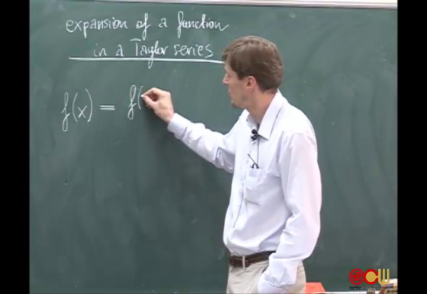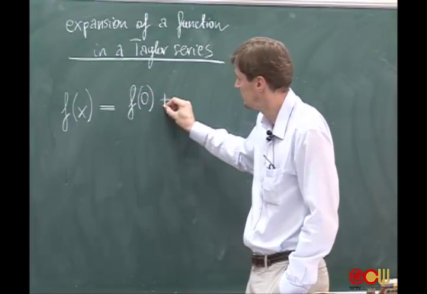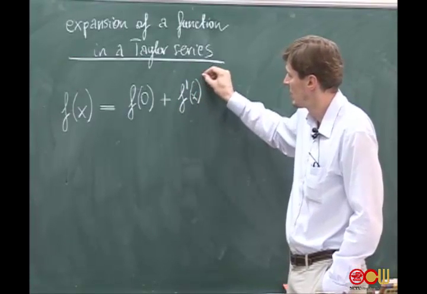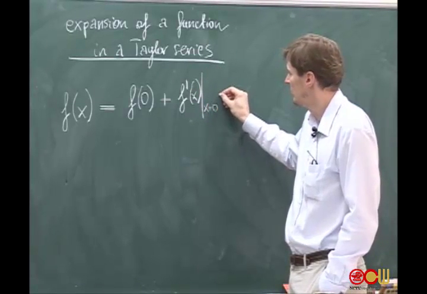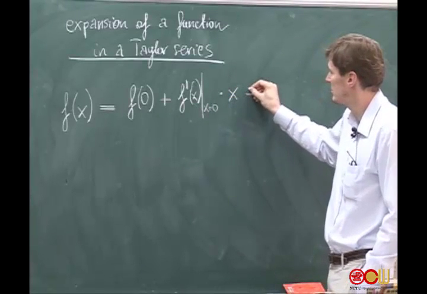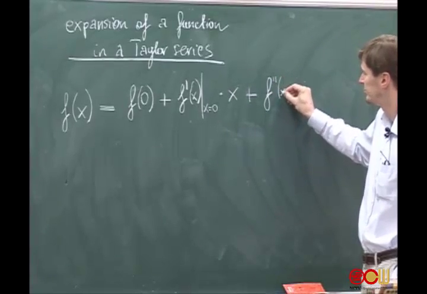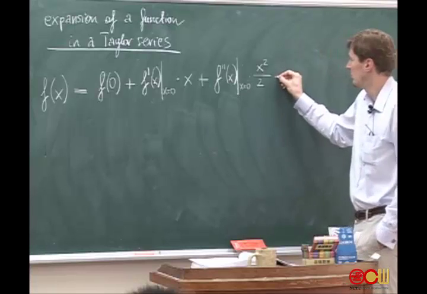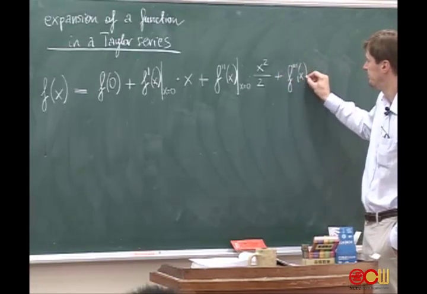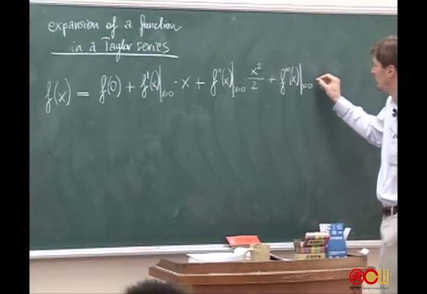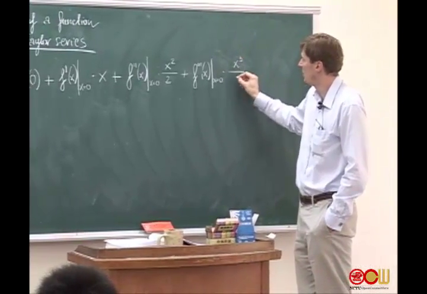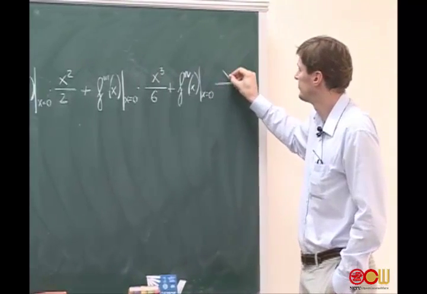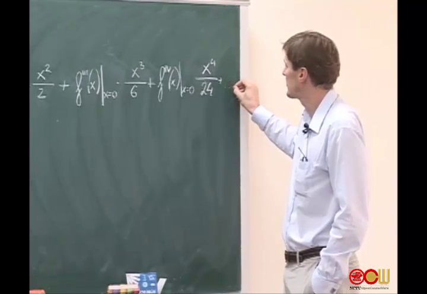This is the function at the point 0 plus the derivative of the function calculated at x equals 0 multiplied by x, plus the second derivative of the function calculated at the point x equals 0 multiplied by x squared divided by 2, plus the third derivative of the function calculated at the point x equals 0 times x to the third power, and here 6, plus f fourth one, divided by 24, plus infinitely many terms.